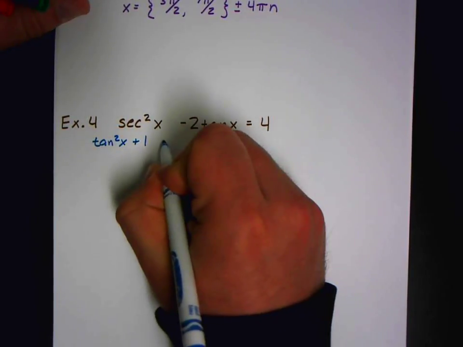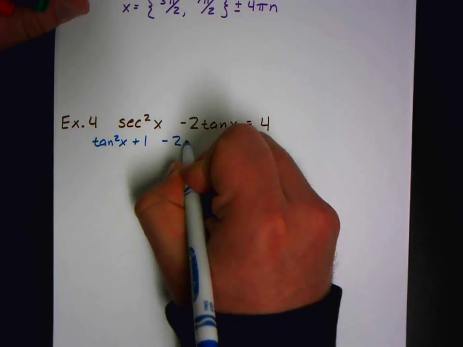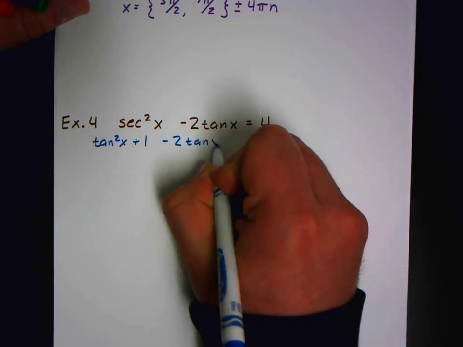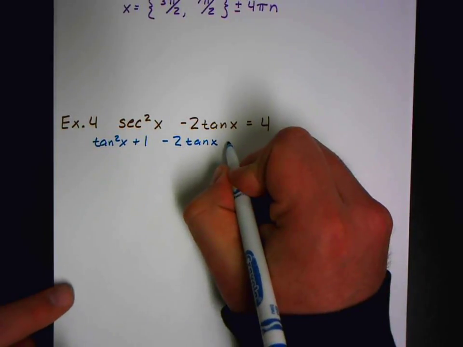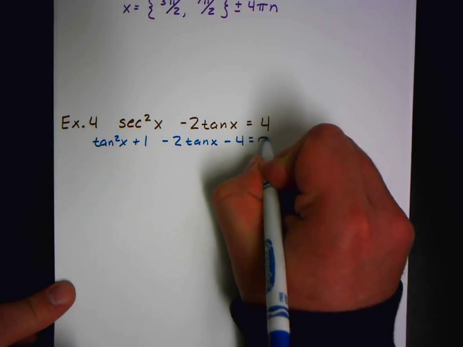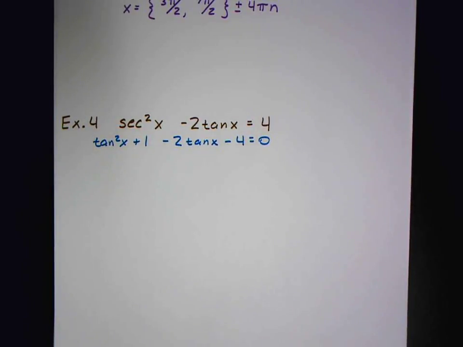It's tangent squared plus 1. No, it is. It's 1 over cosine, but that doesn't help me. I can use Pythagorean, though, and turn it into tangent. So then my entire problem just has tangents. So then I can get it set up so that I can factor.